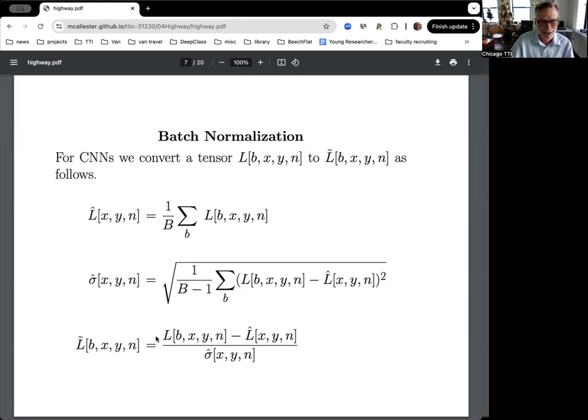What I do is I take the previous layer, I take each particular batch element, I subtract the mean of the neuron over the batch, and I divide by the standard deviation of the neuron over the batch. So this is giving me something that is zero mean and unit variance according to the sample, which is the batch. So this is normalized, and it's called batch normalization. We're normalizing over the batch.